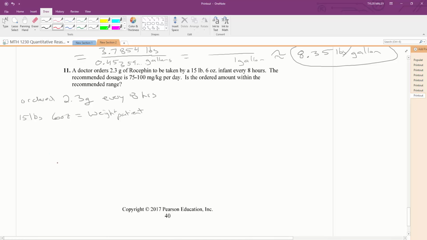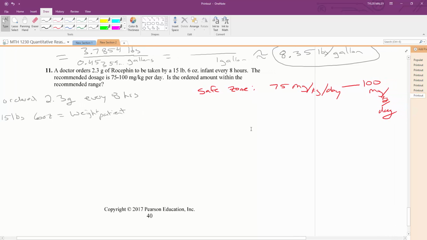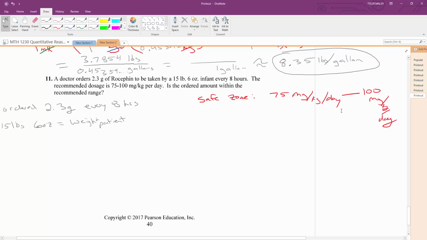So the recommended dosage, this safe zone, if you will, is 75 milligrams per kilogram per day to 100 milligrams per kilogram per day. So I want to know, is this dosage within this recommended dosage? Is it in the safe zone?